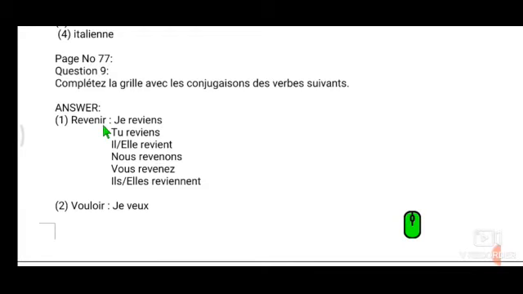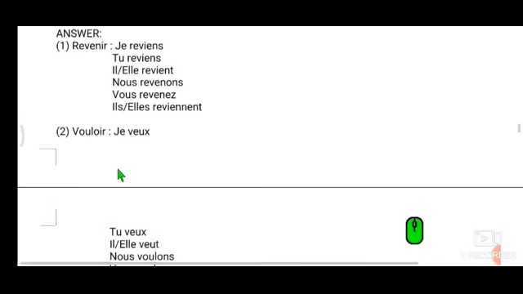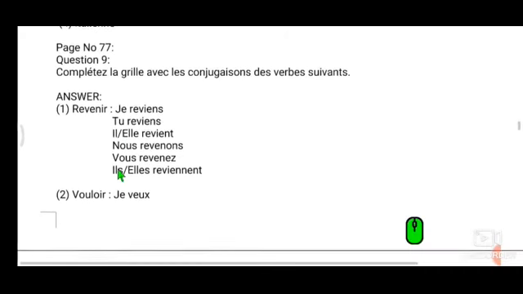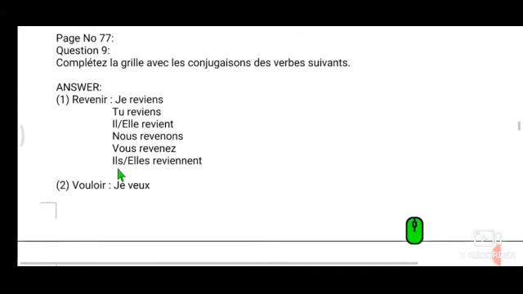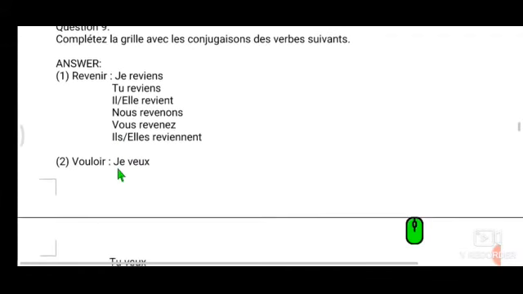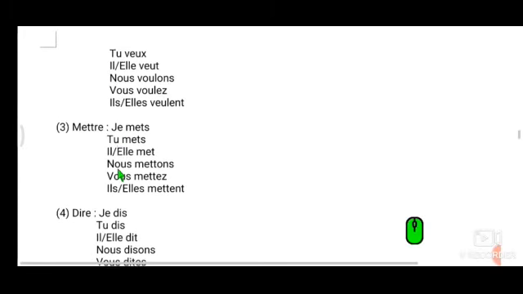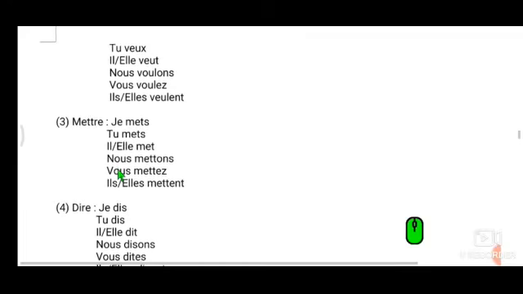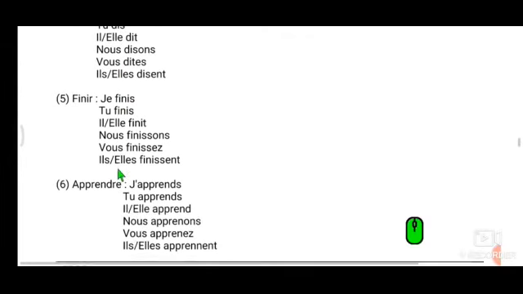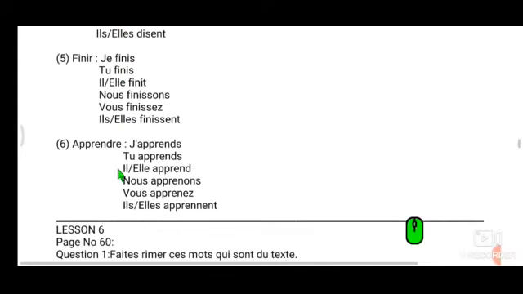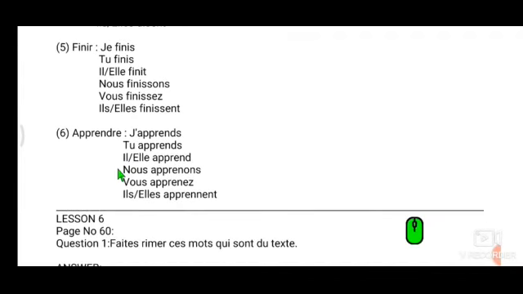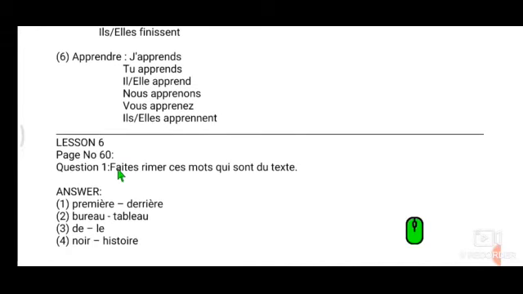This is lesson 7, exercise number 9. I want you to write and practice this, because these conjugations are also included in your half-yearly portion. So revenir, vouloir, mettre, dire, finir and apprendre. These conjugations we finished recently, so you might have a good memory of them.